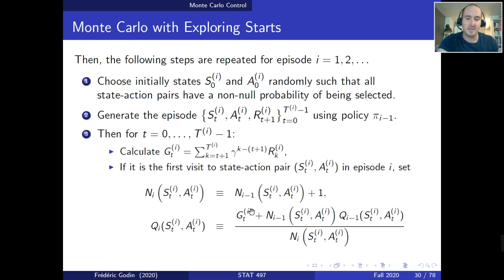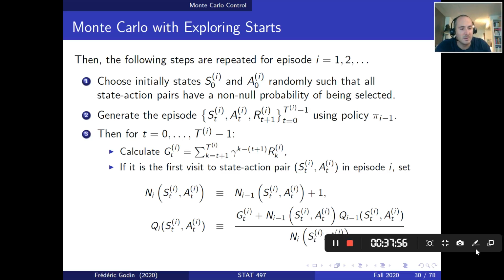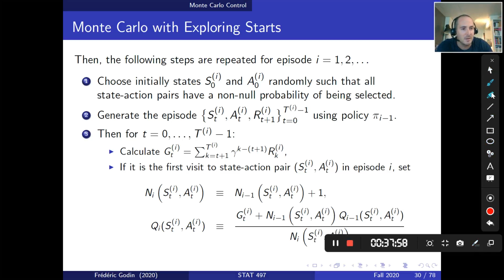Okay, so here, this is your current return, plus here, this is a fancy way to say that this is the sum of all other returns in previous episodes you obtained in state S and taking action A, the state action pair (s,a), divided by N(s,a). So this is just N minus 1 plus 1, as we wrote here. And this formula might look complicated, but it really isn't.